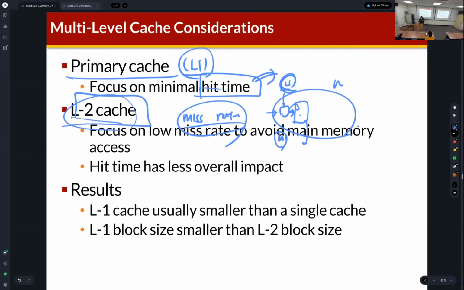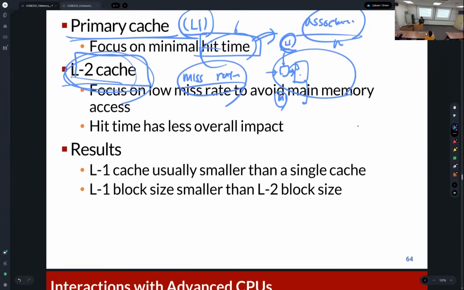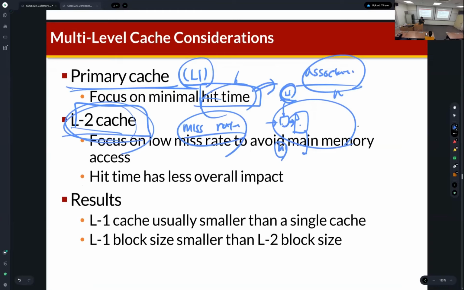Actually, traditionally, we just focus on the hit time of the L1 cache. So the associativity of the L2 cache is usually higher than the associativity of the L1 cache, because if we use more comparators, it also increases the access latency. So that's the impact of the multi-level cache.